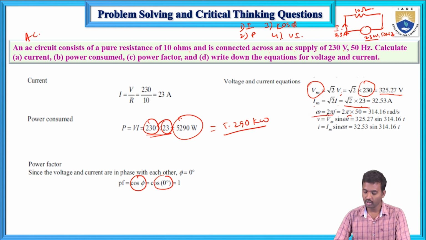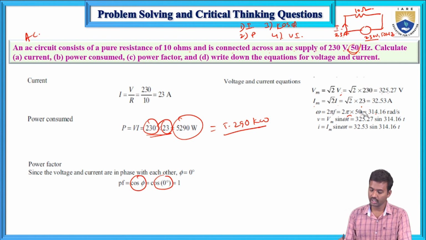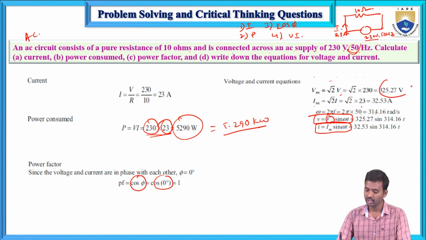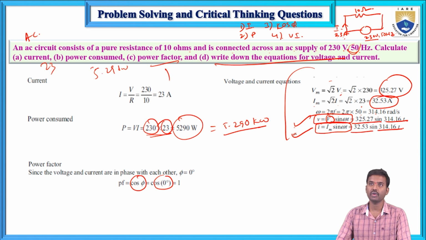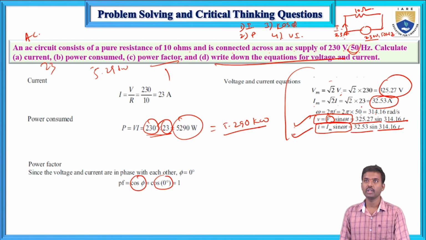Now we know omega. Omega equals 2 pi f, that equals 2 pi into 50 hertz, that equals 314.16 radians per second. Now you can write the voltage and current equations. Voltage equation is V equals Vm sin omega t and I equals Im sin omega t. Vm we calculated here and Im we calculated here, and omega value is 314.16 radians per second. These two are the voltage and current equations. Now current value is 23 amperes, power consumed is 5.29 kilowatts and power factor is 1. These are the results for a pure resistor across the AC supply voltage 230 volts and 50 hertz.